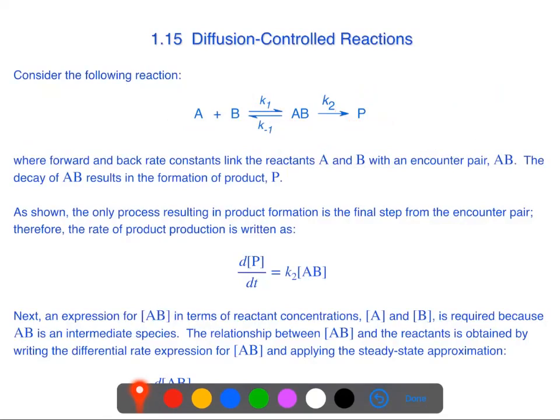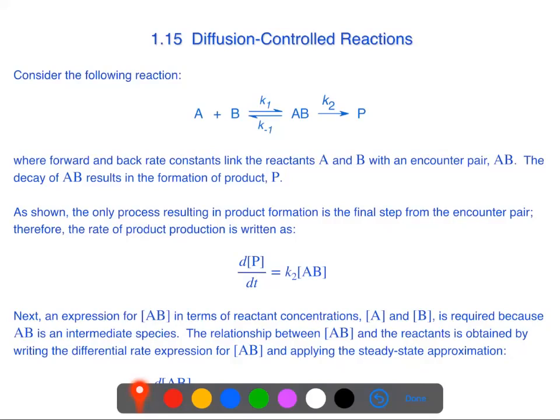Now, as shown, the only process resulting in product formation is this final step from the encounter pair. So if we derive an expression for the rate of formation, that will be equal to the rate constant K2 and depend upon the concentration of that encounter pair as shown here. As we've seen in previous examples, the next thing we must do is define an expression for the concentration of this encounter pair in terms of the reactant concentrations A and B. This is required because we consider this encounter pair an intermediate species.